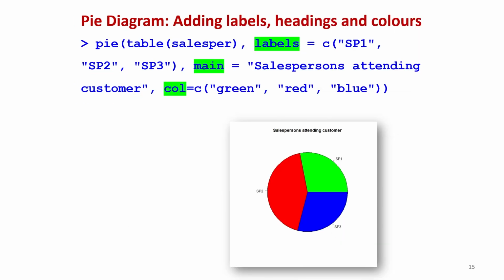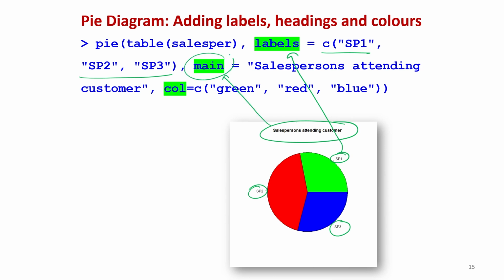For example, if I want to give the labels like salesperson 1, salesperson 2, and salesperson 3, then I can use the command labels, as we did earlier. And if you want to make a title like salesperson attending customer, then I can use the command main and give this title. Similarly, if I want to change the colors of the segments, I can use the command col, and then I can make it green, red, and blue. So the 3 segments will be prepared according to that only.